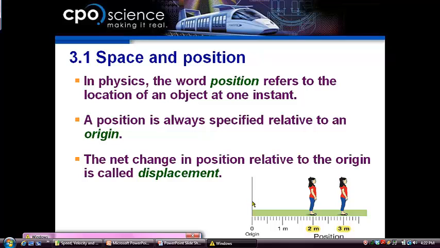Now, the net change in her position from her origin is called displacement. So basically it's the distance that she is away from the origin. So here she's 2 meters away from the origin, so her displacement is 2. Here she's 3 meters away from the origin, so her displacement is 3. So the origin is where the object starts. Its position is where it's located at any particular time.